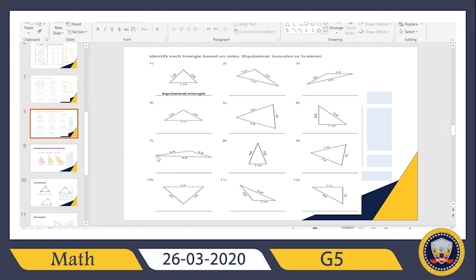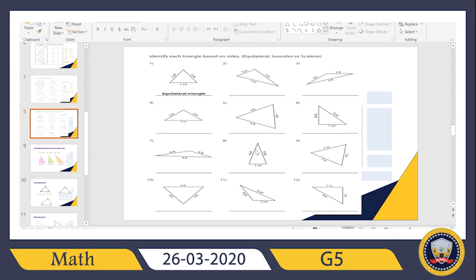So here number 7, it's the same. First side equals 6, second 4, and the third 9. 6, 4, and 9. So all the sides are different in their length. So I call this triangle a scalene triangle. Yes, right, you're right. It's a scalene triangle.